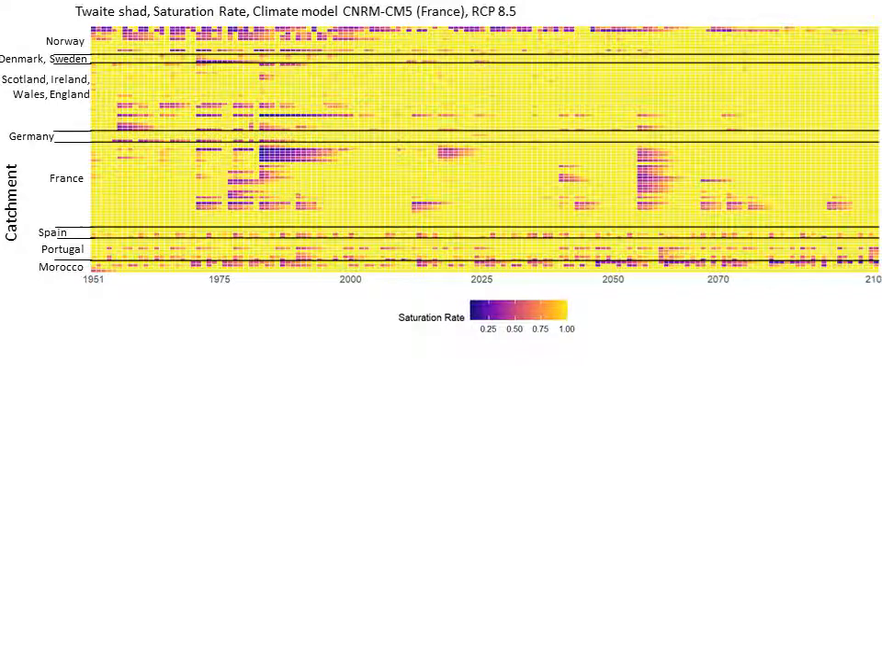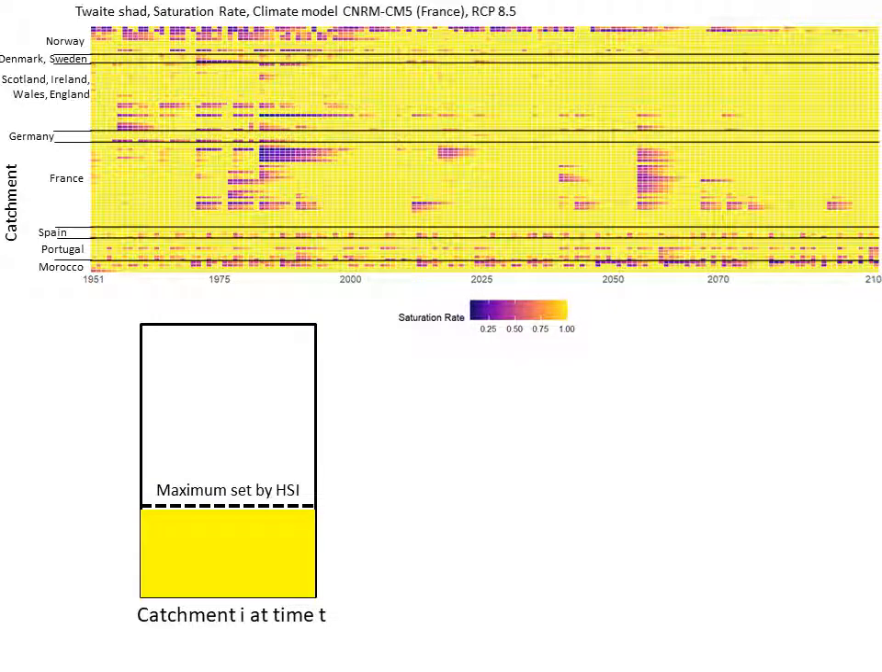Now, if you remember for the saturation rate, we have values from 0 to 1. And so when you see a yellow box, essentially, you're seeing that the saturation rate is at 1. And so the population is at its maximum level as set by the habitat suitability in that catchment for that time period. A red color for saturation rate indicates that the value is at about 0.5, and that means that the population is only at about half of its maximum potential. When we see a blue color, that means that the value for saturation rate is relatively small, and means that the population is relatively low compared to its maximum potential.